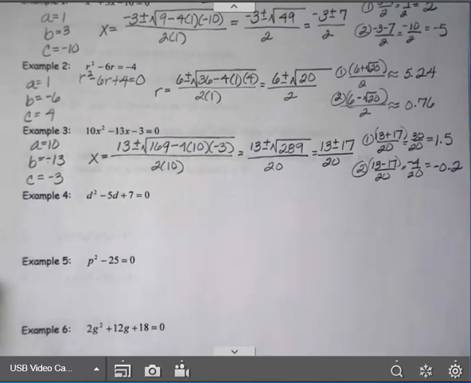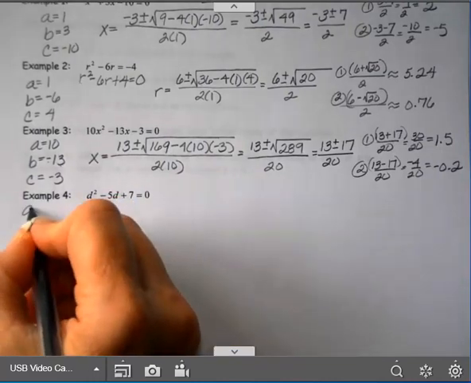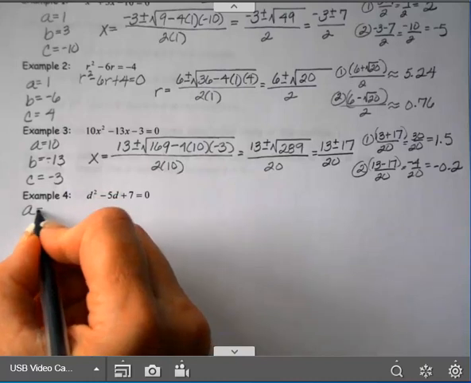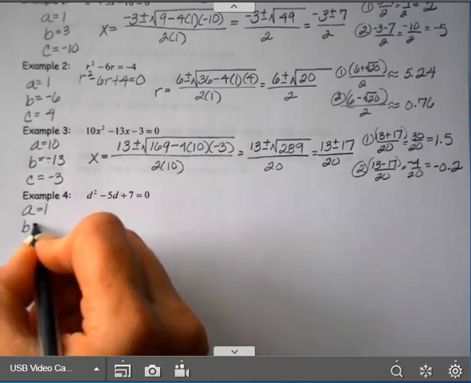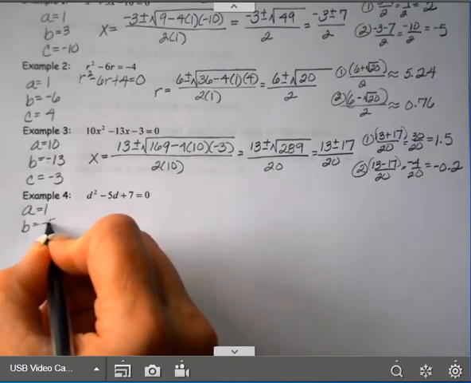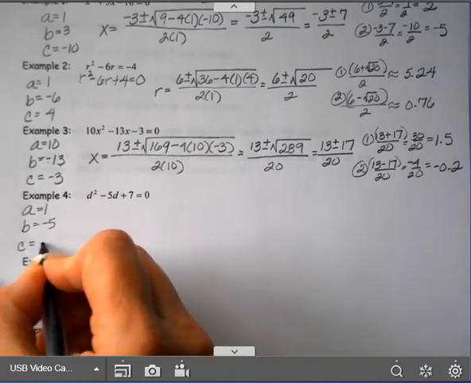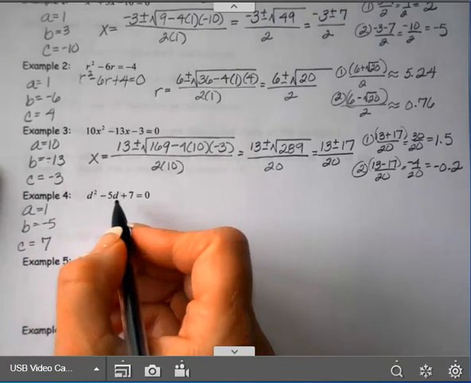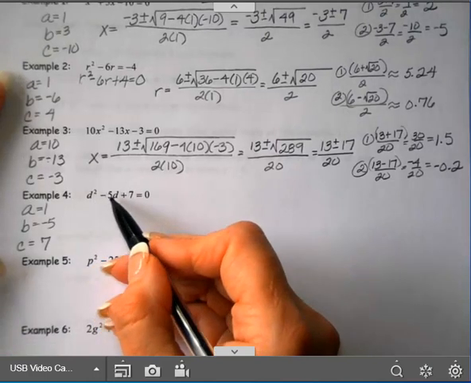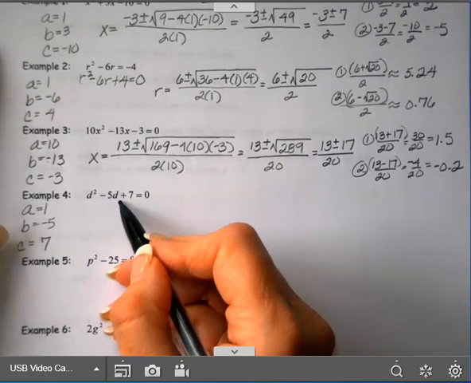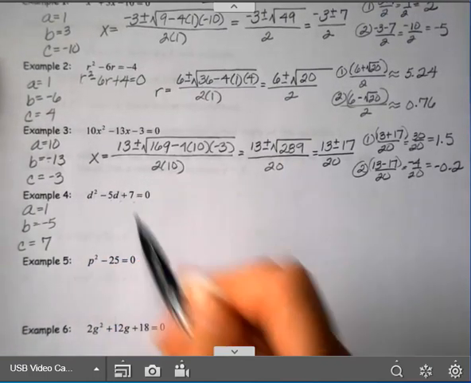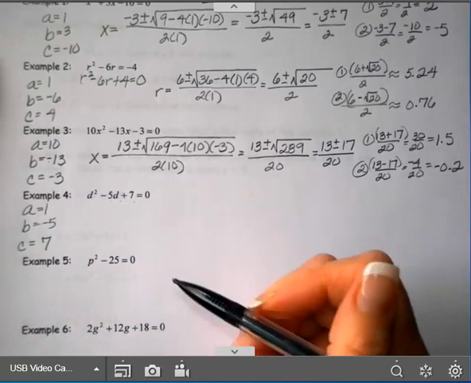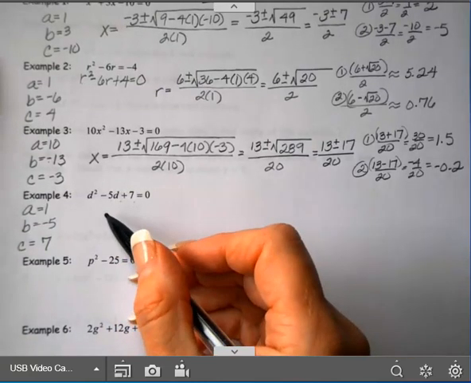Example 4. A is 1, B is -5, and C is 7. If these are not written with your squared term first, then your linear term, and then your constant, make sure that you write it in standard form. You need to have your highest exponent to your lowest exponent.